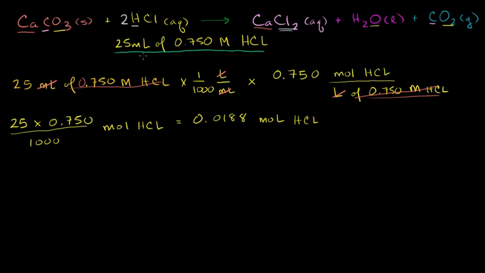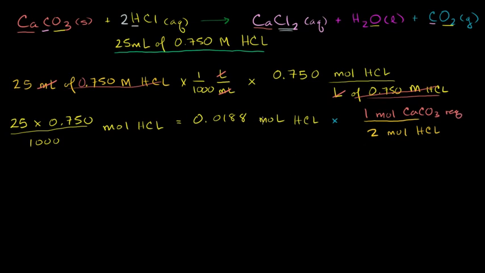And now we know that for every 2 moles of hydrochloric acid, we need 1 mole of calcium carbonate. So we want to know the moles of calcium carbonate required. So let's multiply this times, we want this thing to cancel out here. For every 2 moles of hydrochloric acid, we need 1 mole. I'll do it in that same orange color. We need 1 mole of calcium carbonate required.